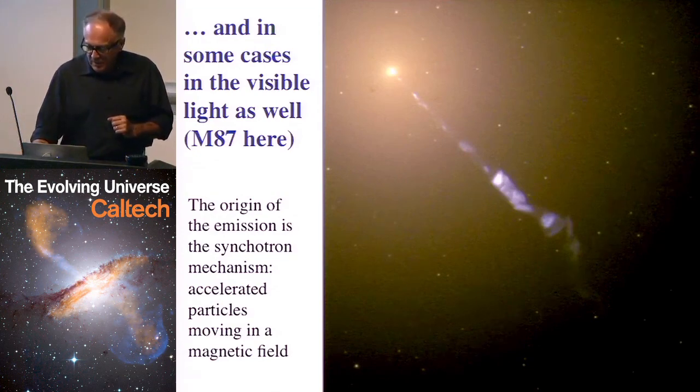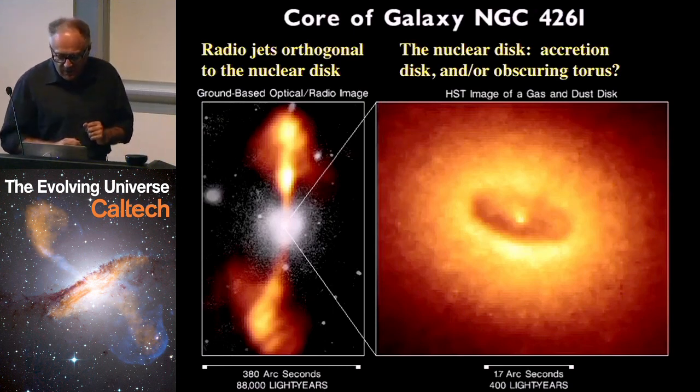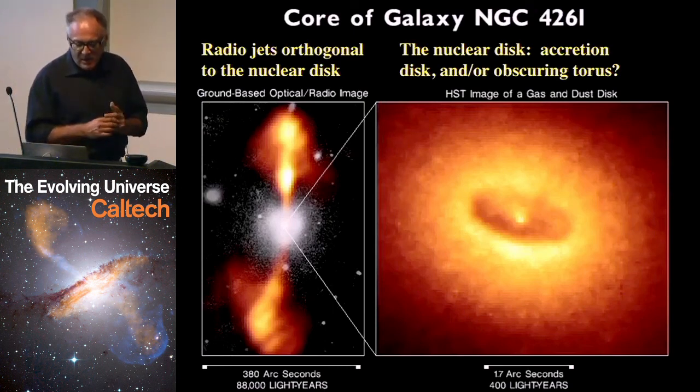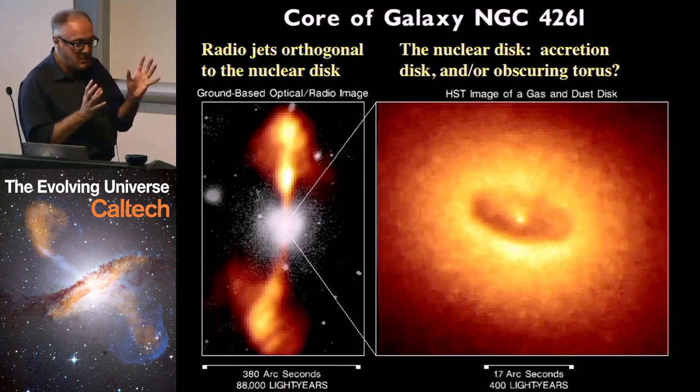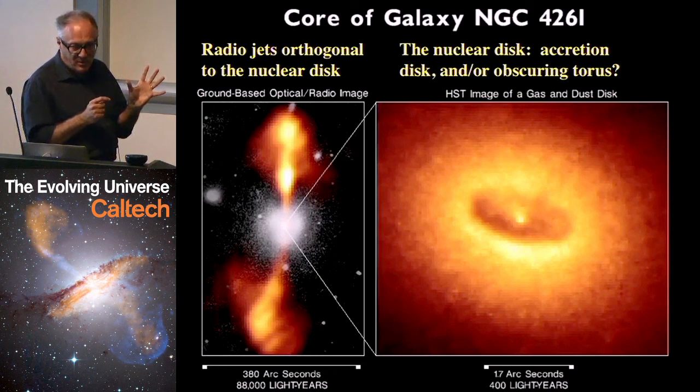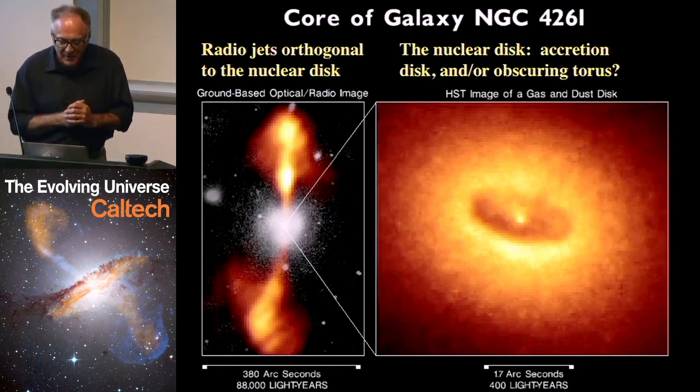So that is now very commonly seen everywhere, and there is one of the nearby active galaxies where you can actually see the obscuring torus superposed on an elliptical galaxy, and there is a point source in the middle, and the radio jets that come out are orthogonal to the torus. So the whole picture makes a lot of sense.